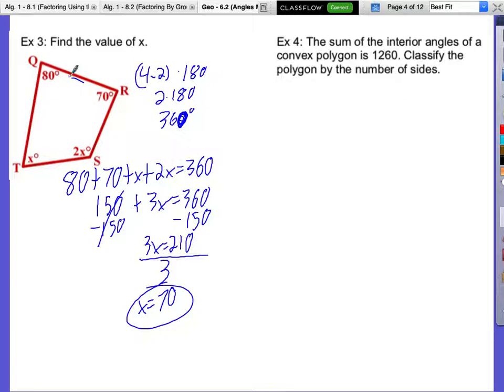Alright, number 4. The sum of the interior angles of a convex polygon is 1,260 degrees. Classify the polygon by the number of sides. The sum is 1,260 degrees. We're supposed to figure out what kind of polygon it is by the number of sides. I want you guys to try and solve this one. Take a second, see if you can solve this one.